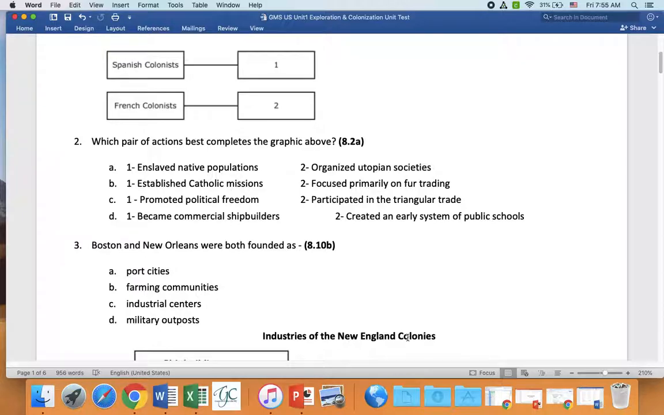Is it A, 1, enslaved native populations, 2, organized utopian societies, B, 1, established Catholic missions, 2, focused primarily on fur trading, C, 1, promoted political freedom, 2, participated in the triangle trade, D, 1, become commercial shipbuilders, 2, created an early system of public schools?